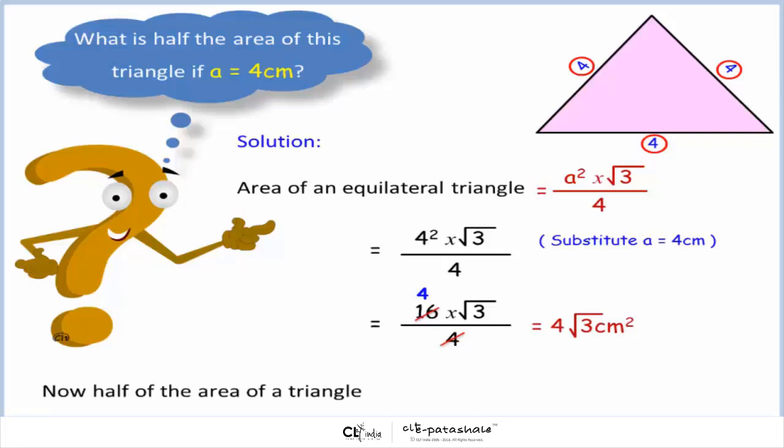Now half the area of this triangle is equal to 2 multiplied by square root of 3 square centimeters.